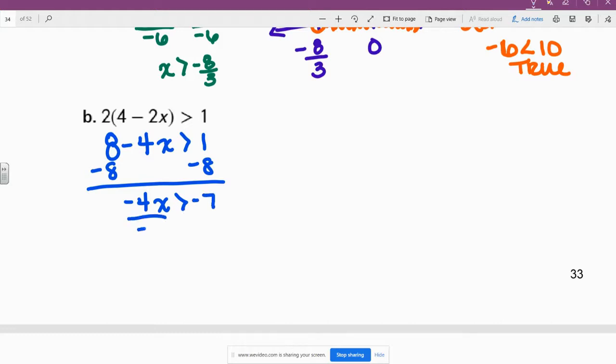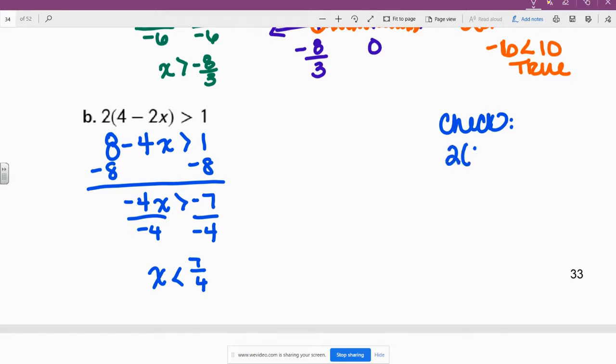And then I'm going to divide by a negative. Remember, dividing by a negative flips the sign. So it's x is less than 7/4, because a negative over a negative is going to end up with a positive value. Quick check. Again, you can just do this in your calculator. I'm going to write it out so you can see it.